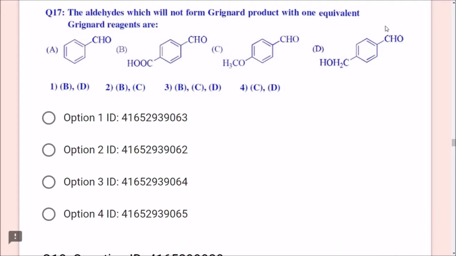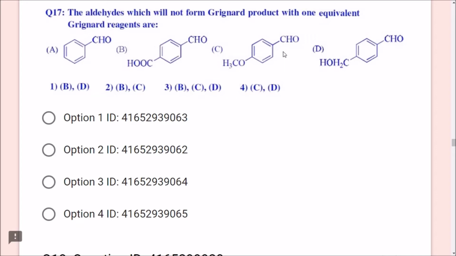Dear friends, once you take only one equivalent of Grignard reagent, it first reacts with this acid and decomposes the magnesium halide to give COOMgX. So this one equivalent is not enough to form the product. So B is one of the correct options.